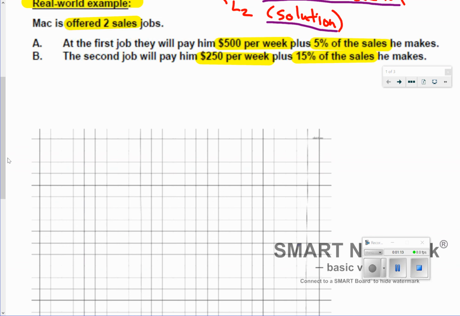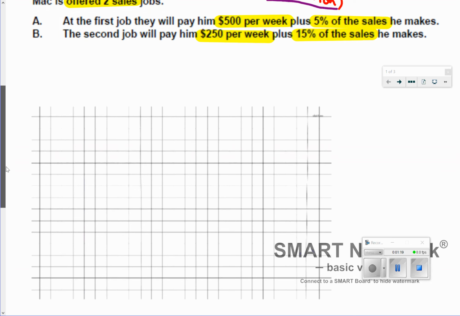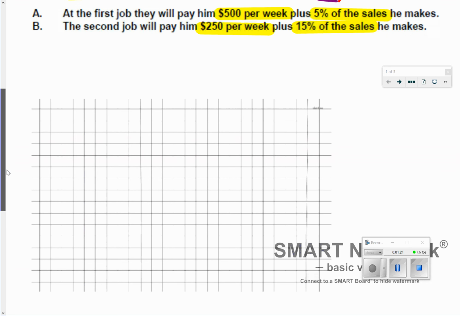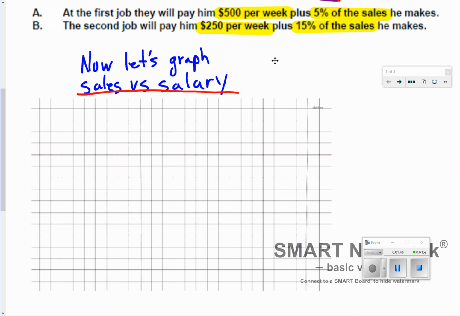Now, Mac is offered 2 sales jobs. These 2 sales jobs are going to pay him $500 per week plus 5% in sales. That's one. And then the second one is going to be $250 per week plus 15% in sales. Now, we're going to have to actually graph this thing. So let's go and graph it.